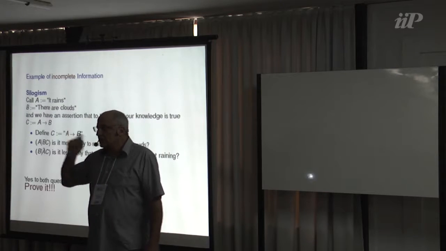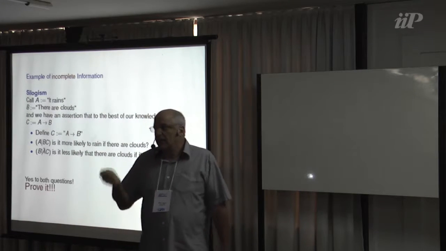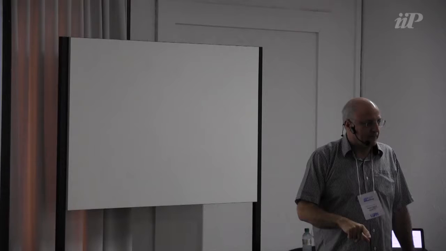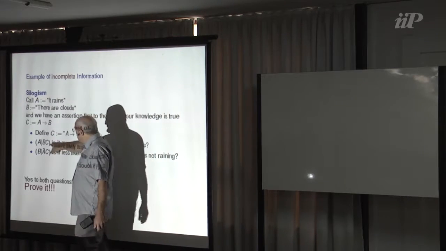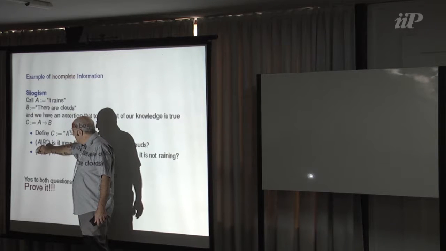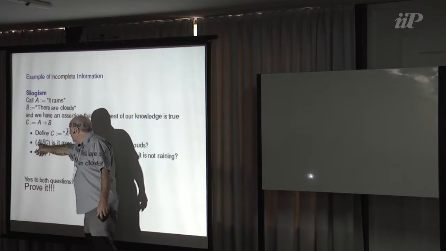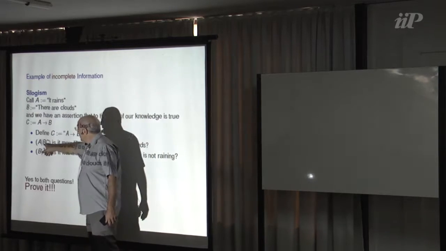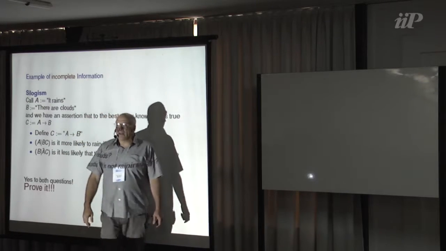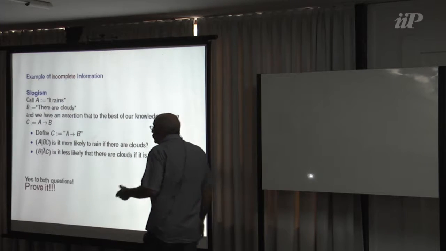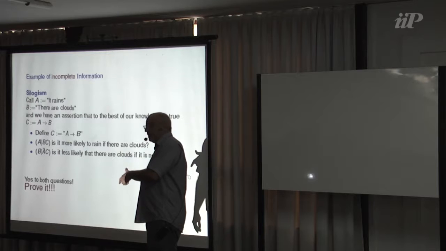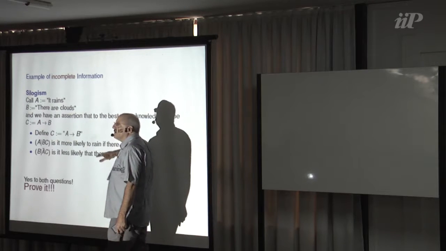Note that physical causation is the other way around. It rains because there are clouds. But logically, we can only conclude that there are clouds because it's raining. The other way around. Okay, the questions that I say have incomplete information are this type of questions. Is it more likely to rain because there are clouds? Or is it more likely not to be clouds because it's not raining? What can we say about this?